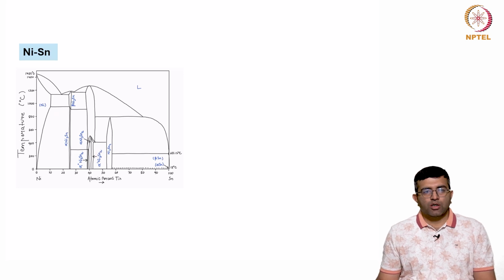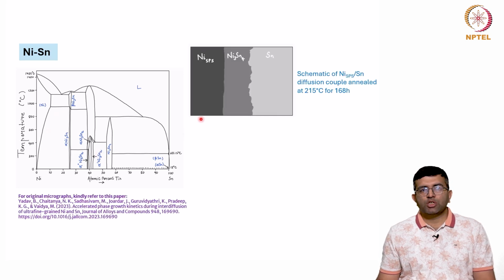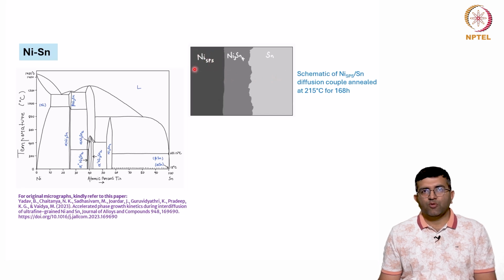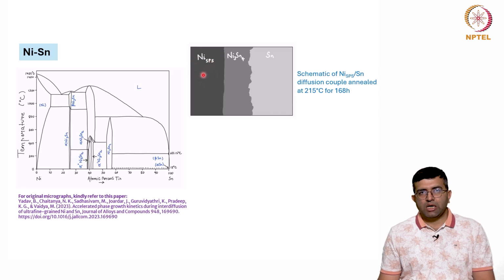So if a nickel tin diffusion couple, this is an example of a micrograph that is developed when the diffusion couple is annealed at 215 degrees centigrade for 168 hours. What you see here, the word SPS is just a processing technique for the formation of nickel, which stands for spark plasma sintering.